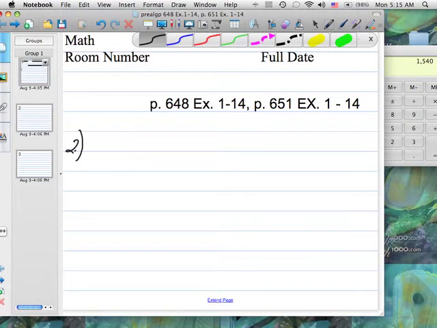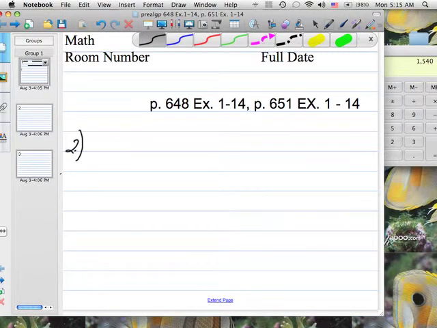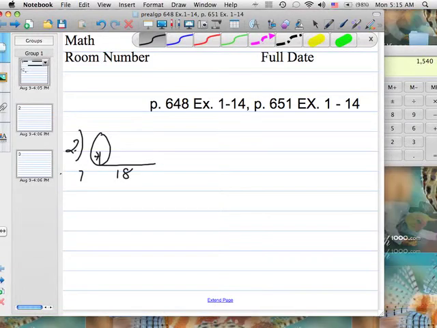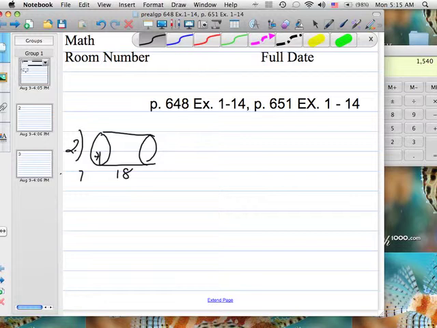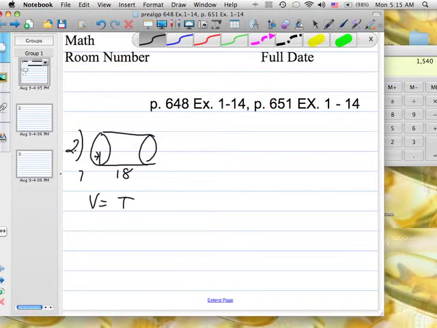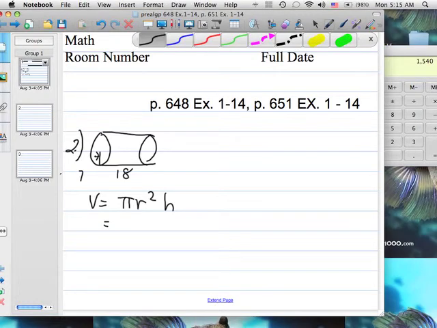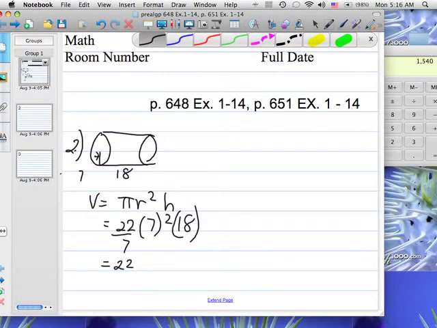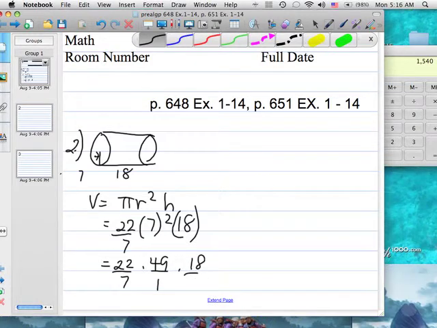We want to find the volume of that can. And if you're looking at the can, it has a radius of 7 and a height of 18. It's lying on its side. So volume equals pi r squared, the area of the base figure, times the height. Since the radius is 7, we're going to use 22/7. The radius squared would be 7 squared, and the height is 18. So that's 22/7 times 49 times 18.